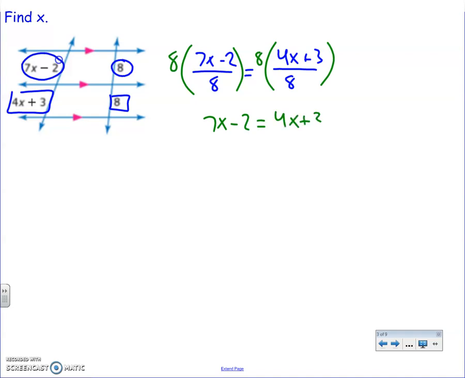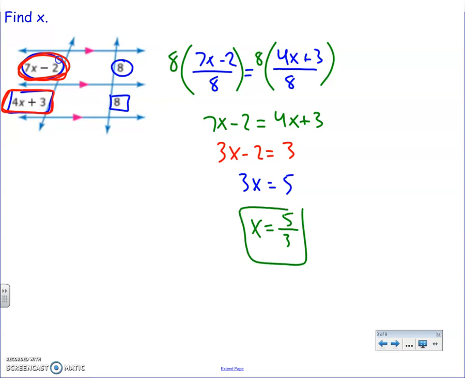But hey, wait, that's actually important. They're saying this left side already equals this left thing. That's important to figure out. We'll go on then a little bit. Subtract 4x, get 3x minus 2 equals 3. Add 2 to both sides. 3x equals 5. Divide by 3, x equals 5 over 3, and it could be a fraction. That's perfectly fine. Alright, next slide.